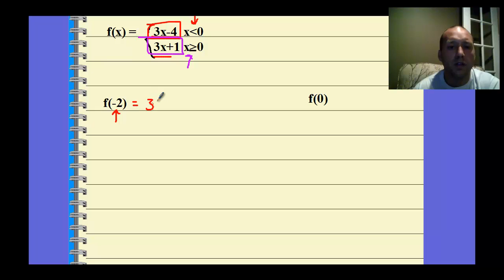So I'm going to plug it into 3 times x minus 4, or negative 6 minus 4, which is negative 10. The second one here is f of 0. 0 is going to make this inequality true because it's equal to 0, so I plug it into the second equation, and we get 1. You only plug these into one of the two equations. You don't plug them into both.